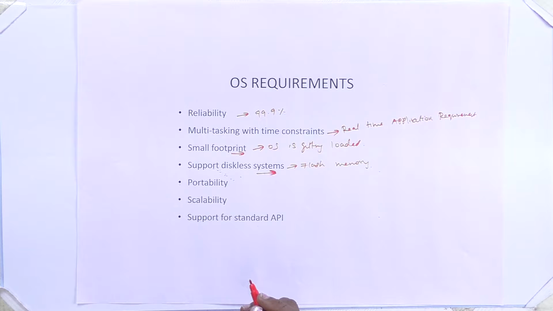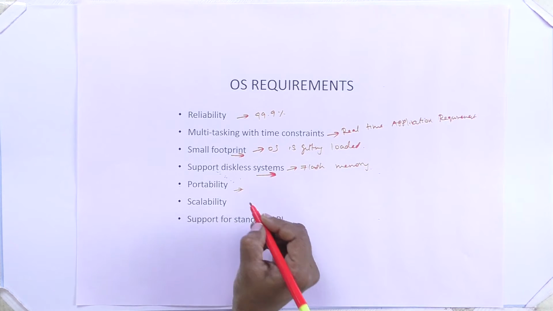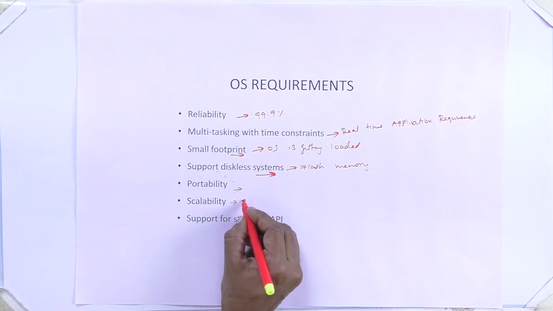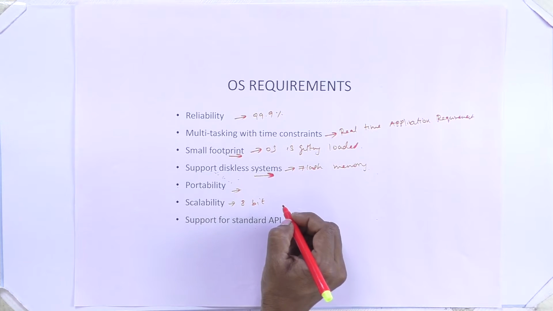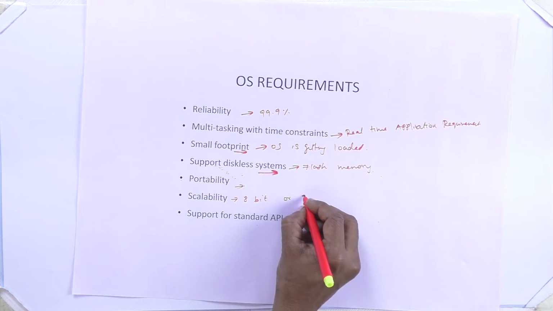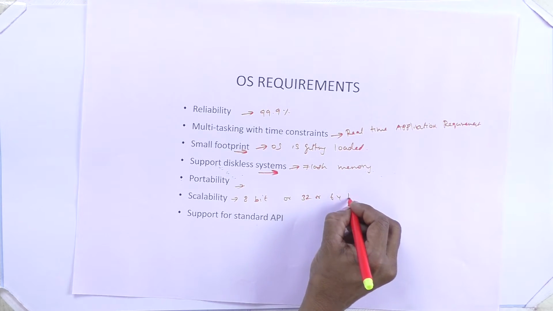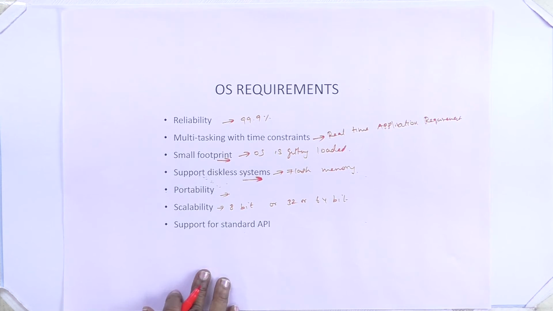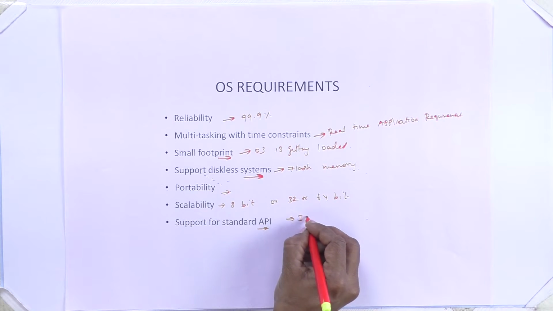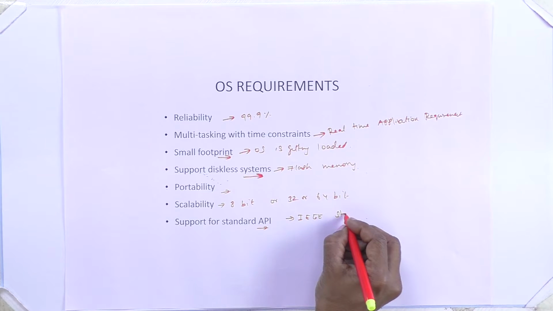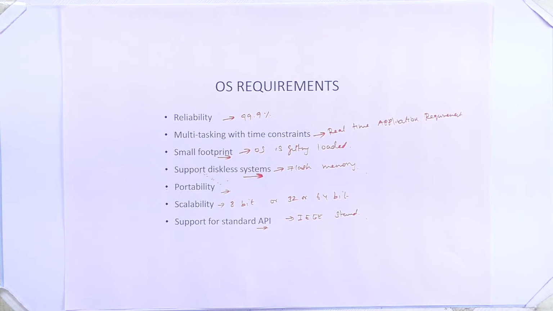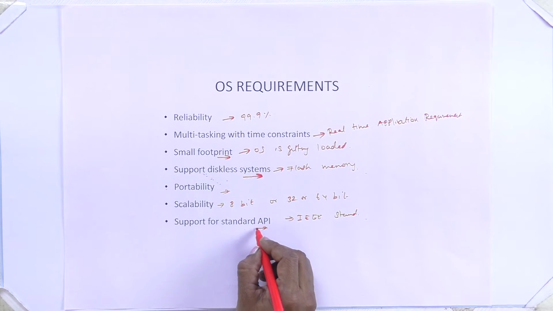And the embedded system should be portable. The embedded system should have scalability. For example, if I design for an 8-bit microcontroller, in case I want to use it for a 32 or 64-bit microcontroller, it should be scalable. The OS should support standard APIs, that is, standards like IEEE 802.15, 802.11. For different applications, it should support the standard API.